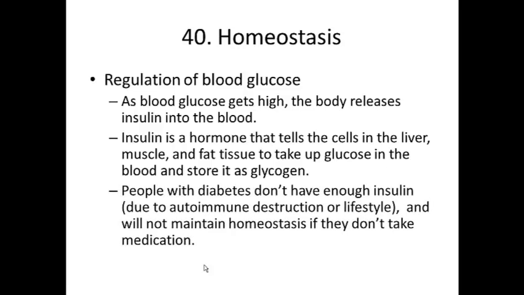People who have diabetes don't have enough insulin. This is either due to an autoimmune disorder or due to lifestyle, so they're eating lots and lots of glucose, lots and lots of sugary foods, that kind of thing. And they will not be able to maintain homeostasis if they do not take medication. So if they don't take medication, they get a blood sugar spike, and that can lead to coma and eventually to death.